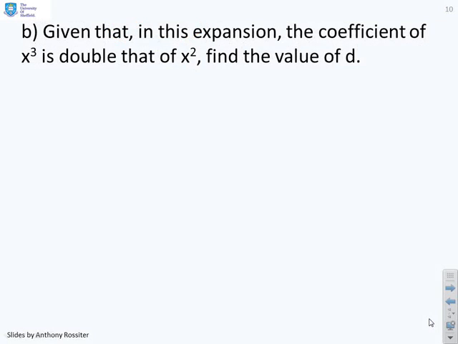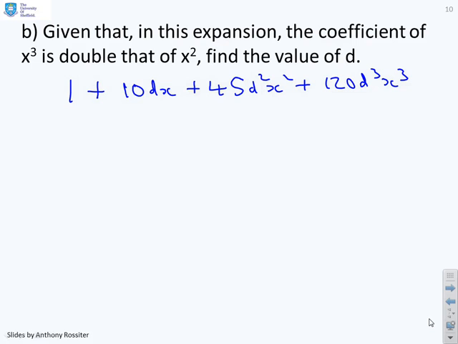Okay. Next question then. Given that in this expansion the coefficient of x cubed is double that of x squared, find the value of d. So I'll just remind you what we had. We had 1 plus 10 dx plus 45 d squared x squared plus 120 d cubed x cubed. And the 2 coefficients we're talking about are the coefficient of the x squared, that's 45 d squared, and the coefficient of the x cubed, that's 120 d cubed.